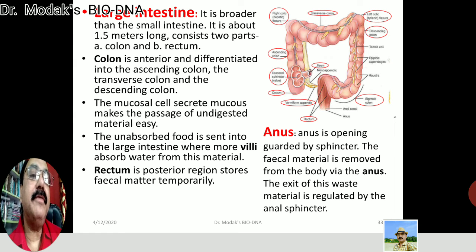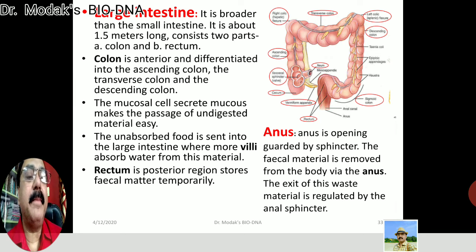At the juncture of the ileum and the large intestine, you can see there is one finger-like projection. It is called the vermiform appendix. It is a blind sac-like structure present at the juncture of the small intestine and large intestine, and that part is called the cecum, and the cecum contains the vermiform appendix.